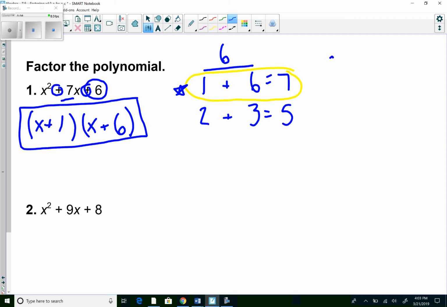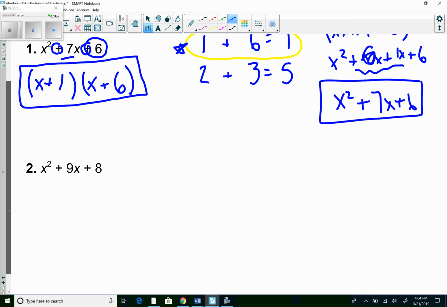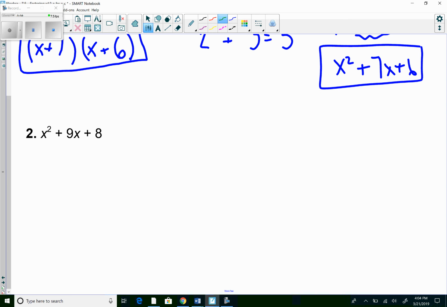Again, you guys, I just really, really encourage you, even right off to the side here, just check it. X times x gives you x squared. X times 6 gives you 6x. And then I have 1x and then plus 6. So 6x plus 1x gives you 7x. Okay. So we checked it. We know we did it right. We're good to go there.